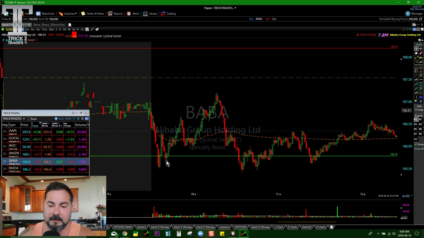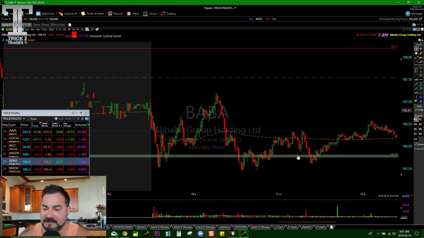And once it confirms with this higher low, that's when I hammered it. That's when I attack. When I smell blood, I attack. And right there, that's where I grabbed it. You see the level here at 185.78? See how it traded in and around that level all day?